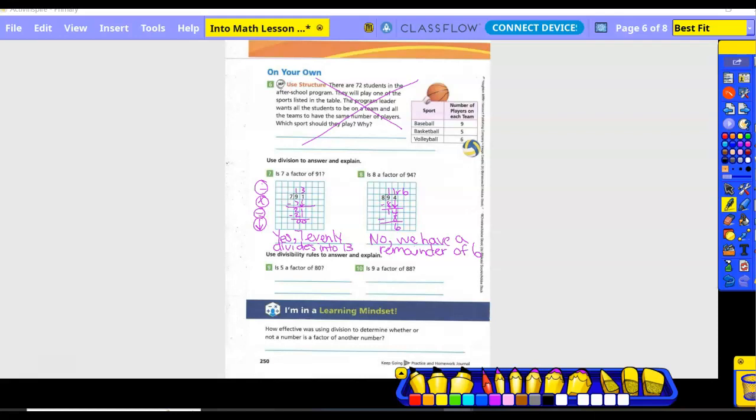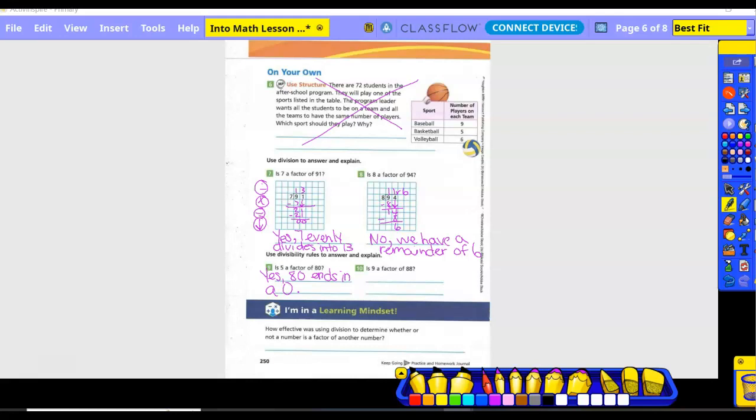Okay. All right, use the divisibility rule to answer the following. 9, is 5 a factor of 80? So what's the divisibility rule for 5? The number has to end in a 0 or a 5. So would that be a factor? Yes. 80 ends in a 0, right? Okay.